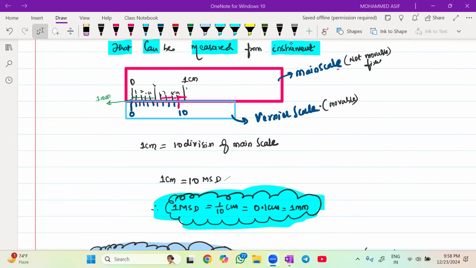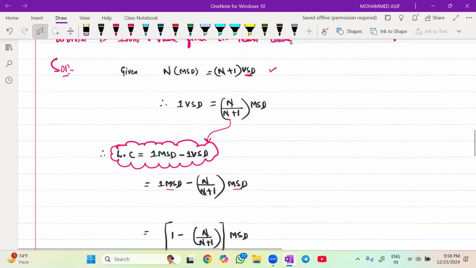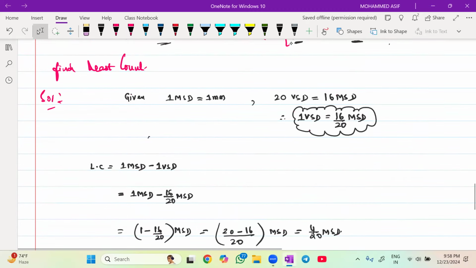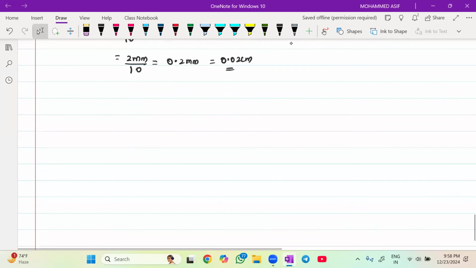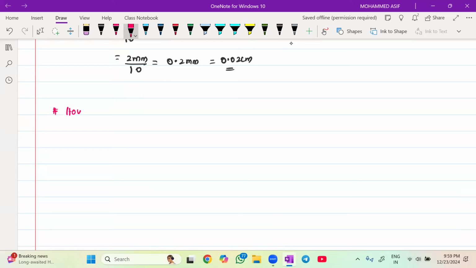1 by 5. So I hope everyone got an idea how to calculate the least count. Shall we go for the next topic? Sure. Next one is how to take the reading of a vernier scale. How to take the reading of a vernier caliper.